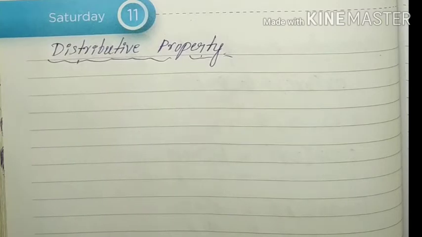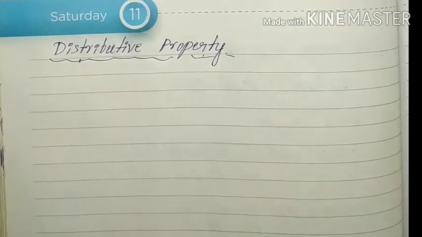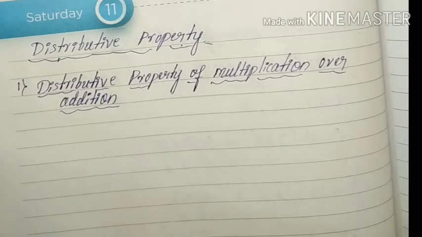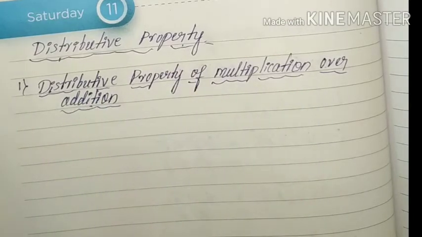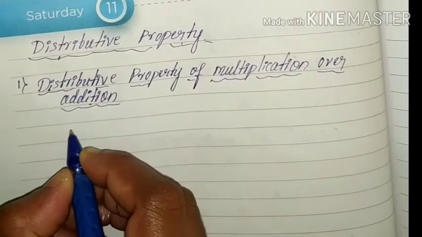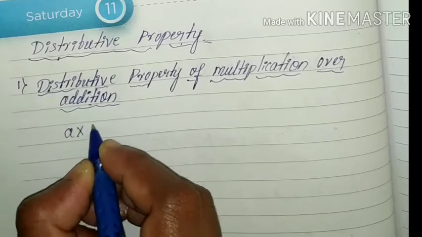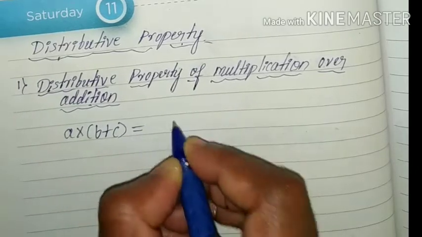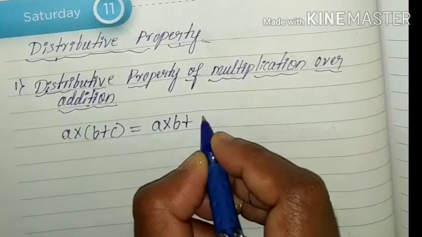Distributive property. Here two cases are there. First one, distributive property of multiplication over addition. Here, if A, B and C are any three integers, then A into B plus C is equal to what? A into B plus A into C. See here, if A, B, C are any three integers, then A into B plus C is what? A into B plus A into C.